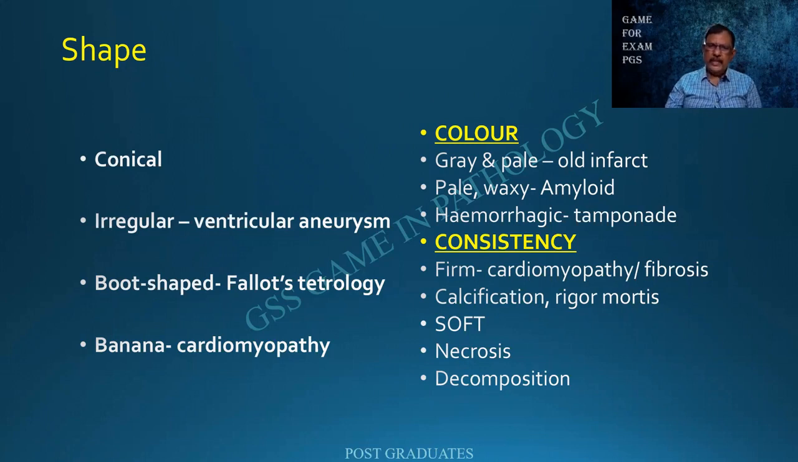The consistency: generally, it is firm. It can be so in the case of cardiomyopathy or fibrosis. Calcification, rigor mortis, all of this can lead to a firm heart. Soft in the case of necrosis and decomposition. So please do remember these things. What is the size of the heart? What is the weight of the heart? What is the color of the heart? What is the consistency of the heart, etc.